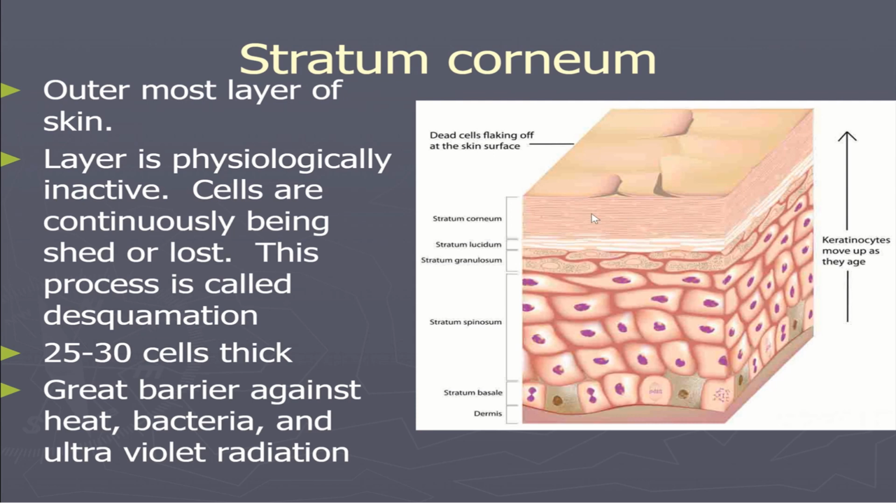It also is great for ultraviolet radiation protection, because again, ultraviolet radiation corrupts the DNA. It causes damage to the DNA. So in these dead cells, the DNA is already broken apart and it no longer exists. So any radiation that hits these cells is not going to do anything, because the cells don't have any DNA for it to corrupt. This is 25 to 30 cells thick, so much thicker than the previous two layers. And you can see, like I said, all of those lovely stacks there.